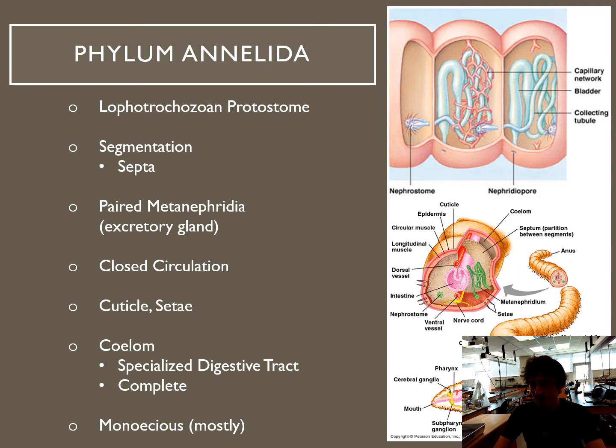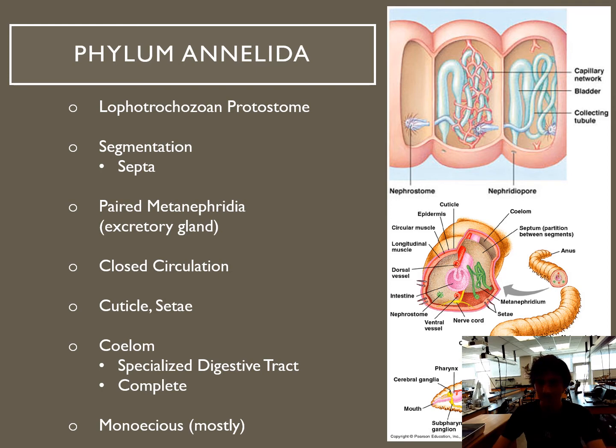I mentioned segmentation, and so each one of these structures here, so at the very top of the screen, you can see that structure here. Let's see if I can cut it off. So that is a single segment. And so if you look at an earthworm, it has multiple links of these segments, and each one of these segments is separated by a layer called a septa. It's this really simple cuticle, very thin, that separates each one of these cavities inside.